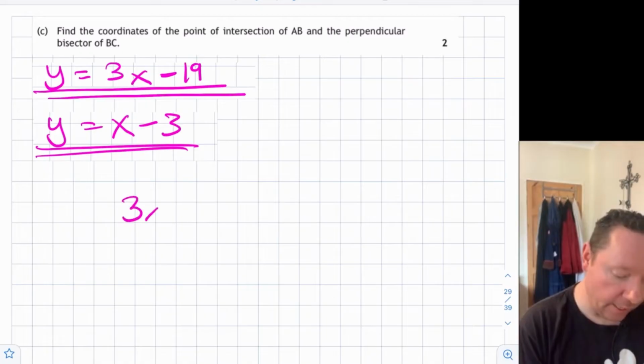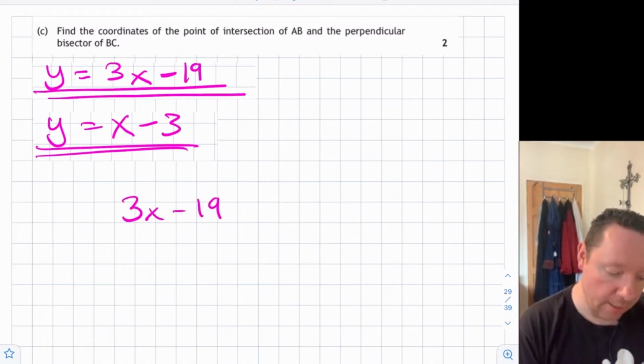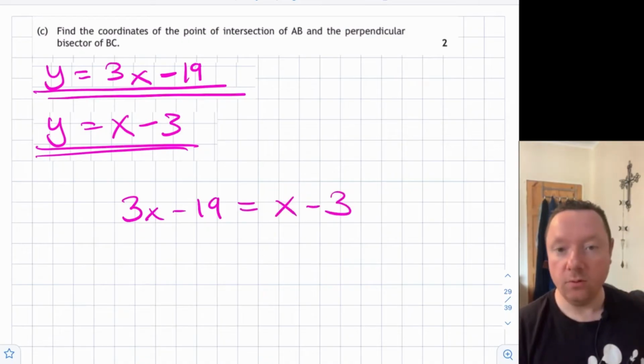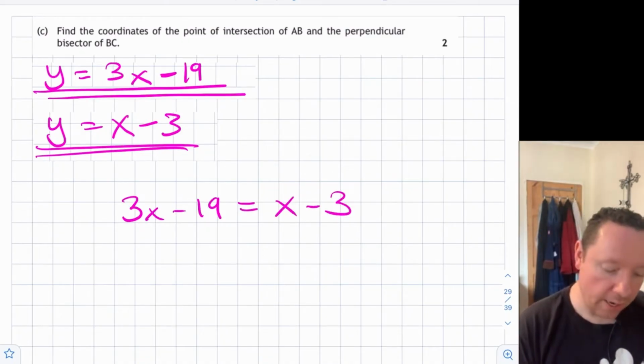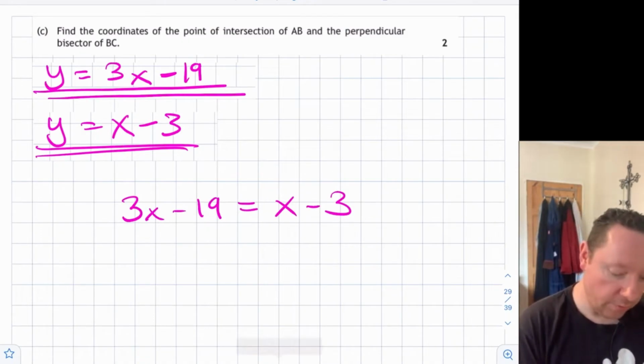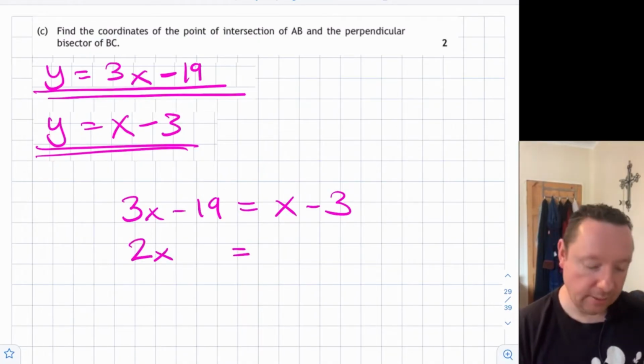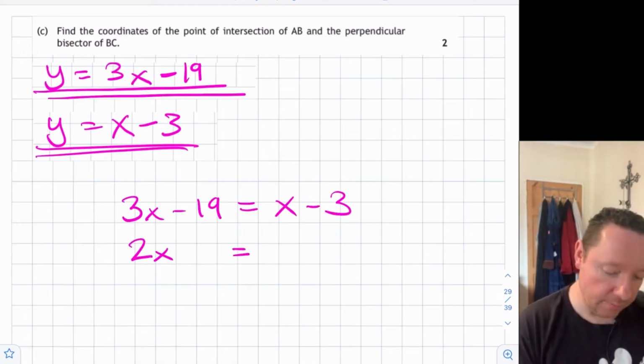If I just write 3x minus 19, that equals y. So that equals x minus 3. As long as we both say y equals, you can always do that. So solving that equation, taking the x across to the other side, you get 2x equaling, taking the 19 over, 19 take away 3 is 16. So x equals 8. We've got an x, we now need a y.